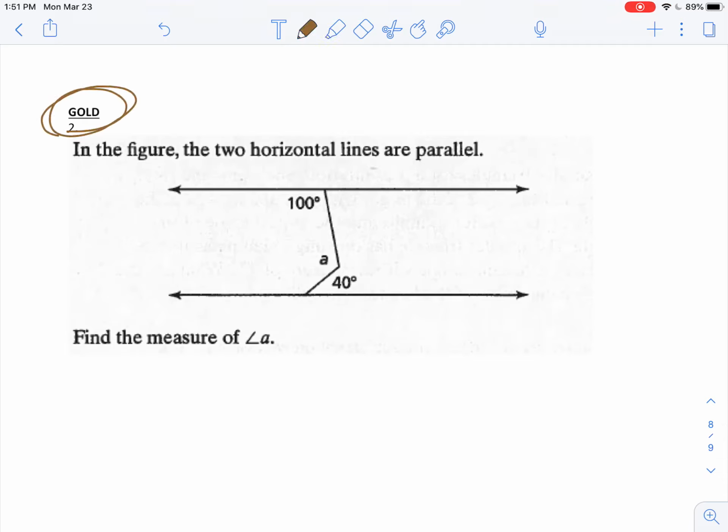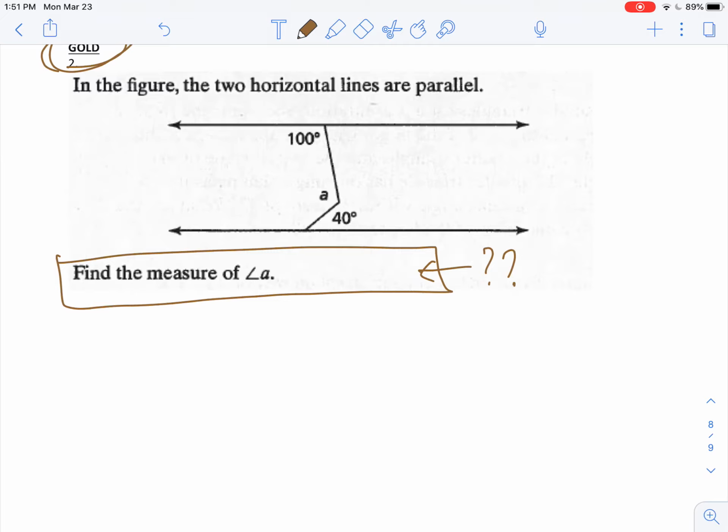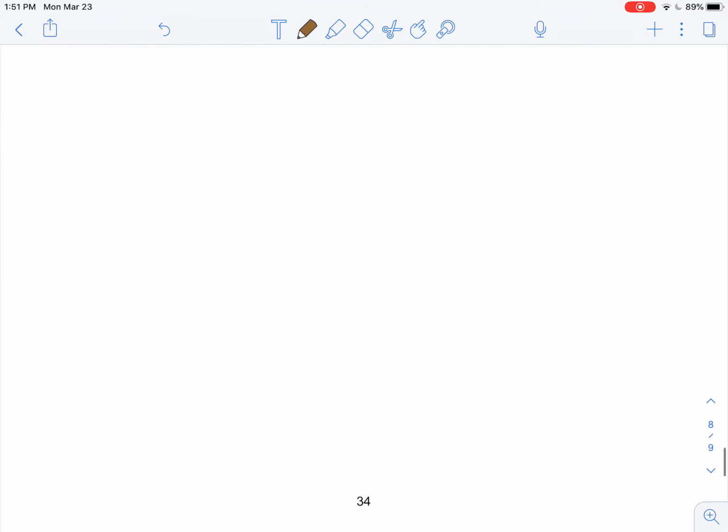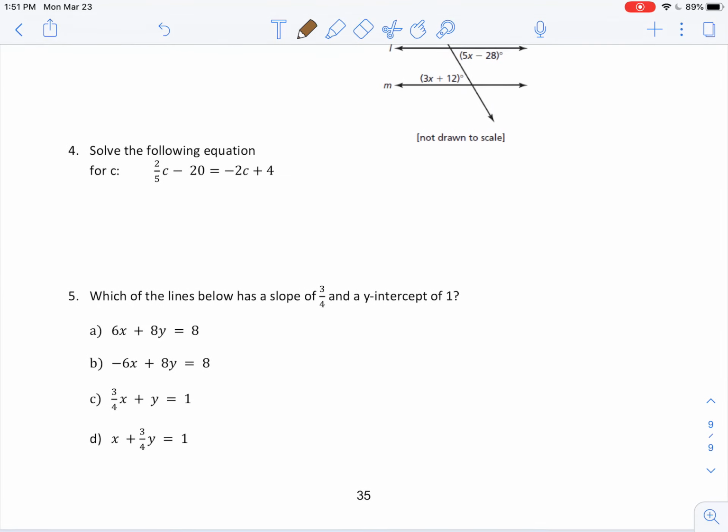Love this gold problem right here. This is a true gold problem. Absolutely a gold problem. And do the best that you can. I'd be really curious as to who gets this answer. That might be my quiz question. I want to know what the measure of angle A is. Who knows? Who knows? Who knows? Use what you know. Redraw the picture down here. Enhance the picture down here. And see what you can do.